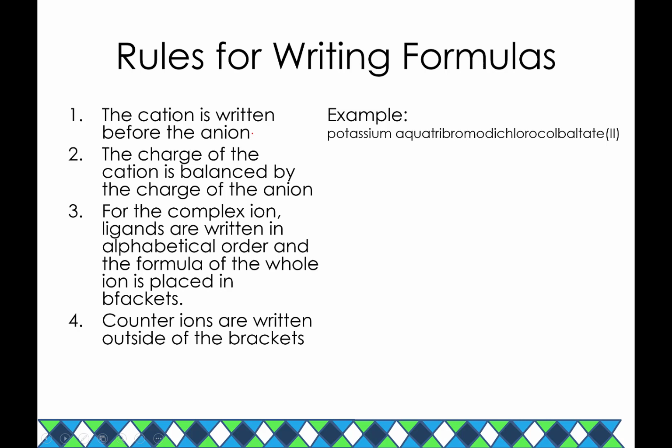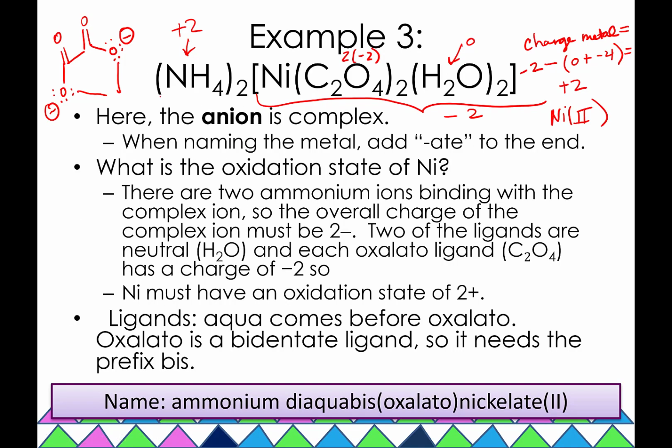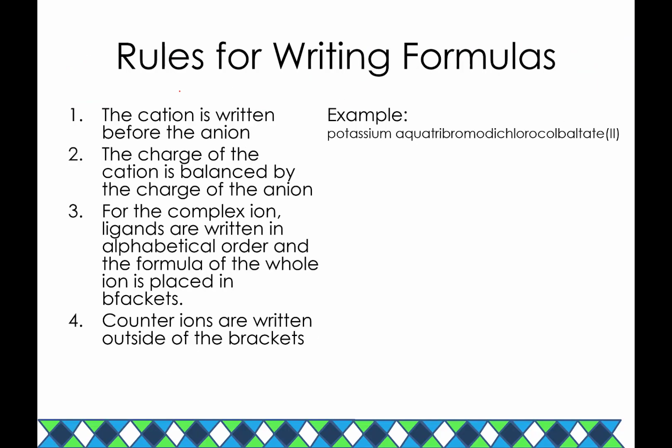There are also some rules for writing formulas. So you write the cation before the anion. We've been seeing a lot of formulas in all of these examples, but we just want to state explicitly what these rules are. The cation is written before the anion. The charge of the cation is balanced by the charge of the anion. So overall, the coordination compound is neutral. And then for the complex ion, ligands are written in alphabetical order, and the formula of the whole complex ion specifically is placed in brackets. And then your counter ions are written outside the brackets.